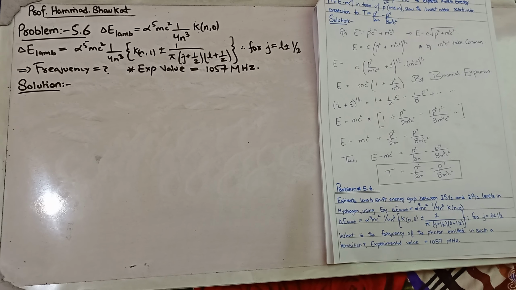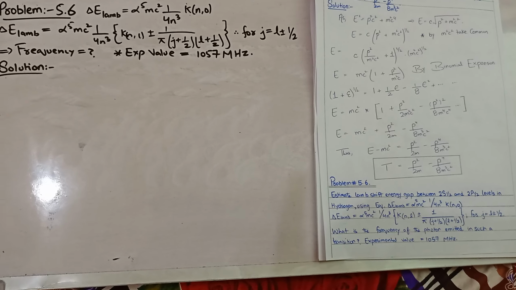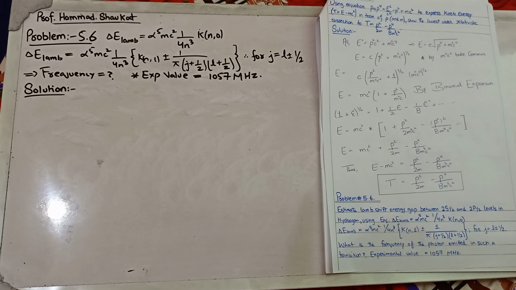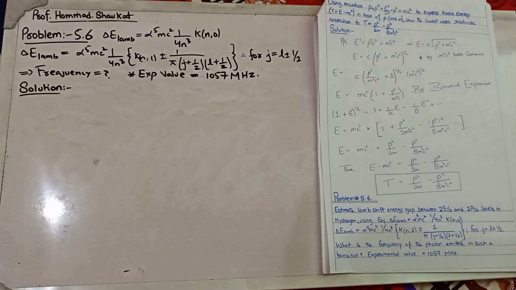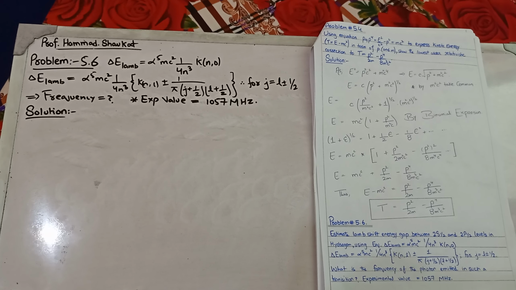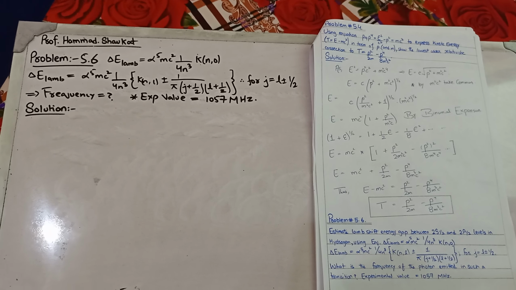In this lecture, we are going to solve further problems of chapter number 5 of the book Griffiths. We are going to solve problem 5.6, and the problem says: estimate the Lamb shift, the energy gap between the 2s 1/2 and 2p 1/2 levels in hydrogen, using the equation. The equation given is ΔE Lamb equals α^5 mc² times 1 divided by 4n³, times k for k_n0.